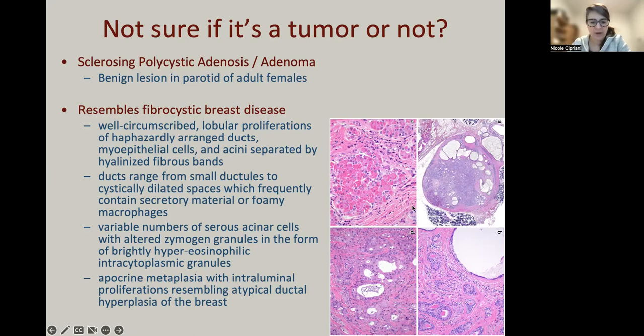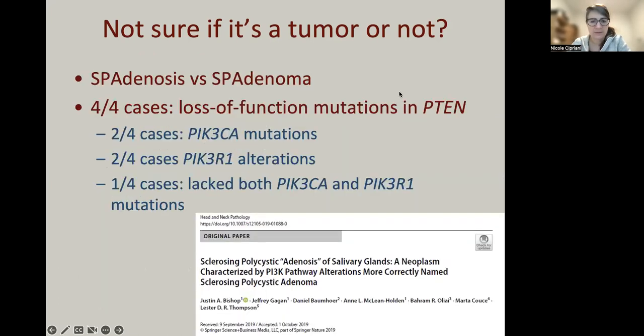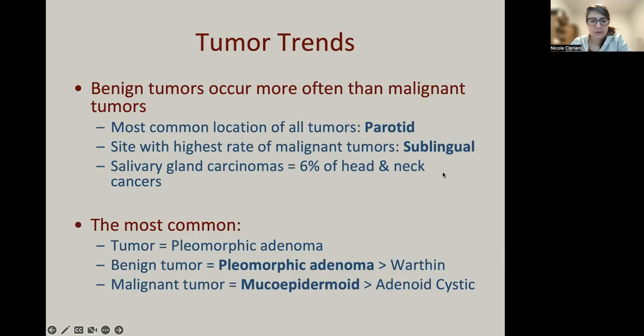Very heterogeneous in morphology, very, very rare. Actually, I don't think I've ever made the diagnosis of SPA, sclerosing polycystic adenosis or adenoma, but just one of the things to be mindful of, it's benign. What we have found, though, is that the few cases that have been studied have shown mutations in PTEN that are recurring, and some additional PIK3 family mutations. So just interesting to keep your eye out for this in the future.